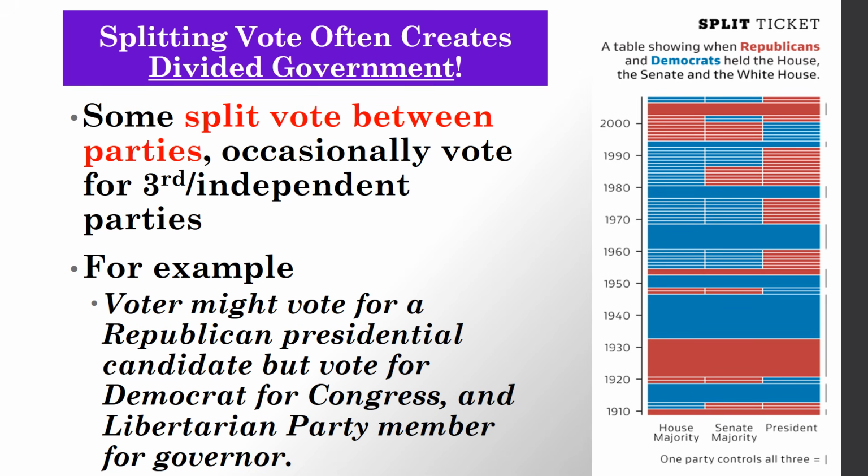So people splitting their ticket could help explain, at least in part, why, if you look at the chart or the graph to the right, we did have more straight blue or straight red lines across in the past. You look at the 1920s and 30s, and then you look at the 1940s and 50s, and you see a lot of solid blue or solid red lines. So again, we call this unified government, when you have the same party in control of all three of those institutions, the House, the Senate, and the presidency.